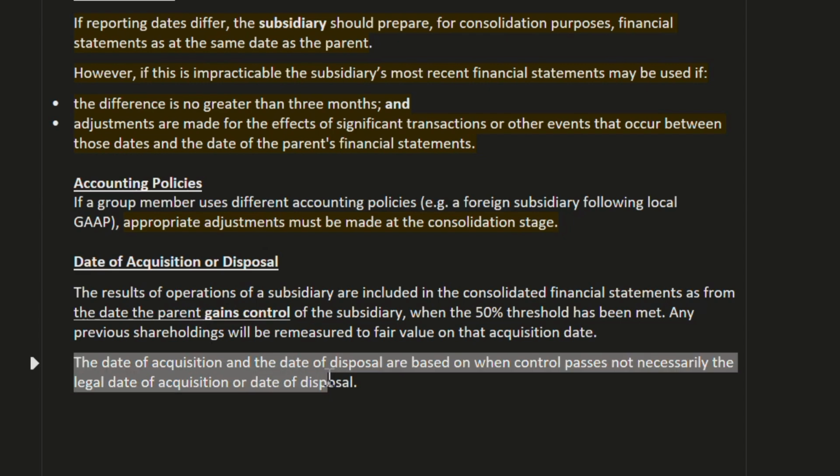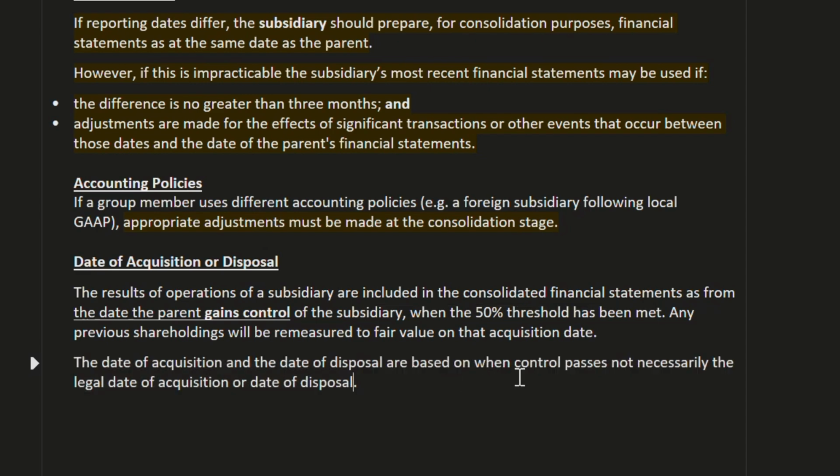The date of acquisition and date of disposal are based on when control passes, not necessarily the legal date of acquisition or date of disposal. So once we gain control, that will be the acquisition date. Once we lose control, that will be the disposal date.